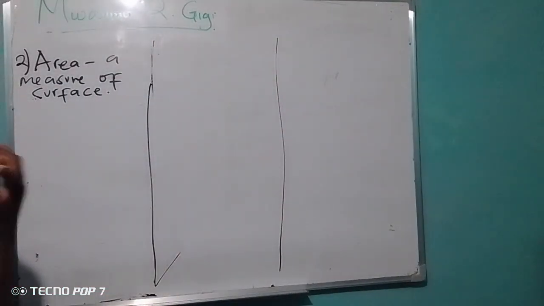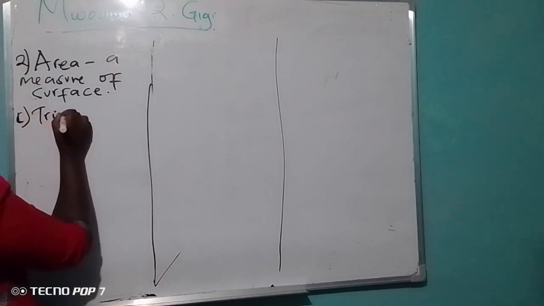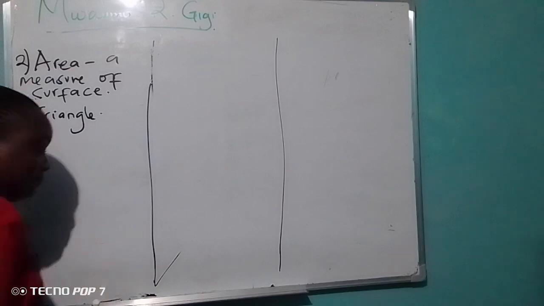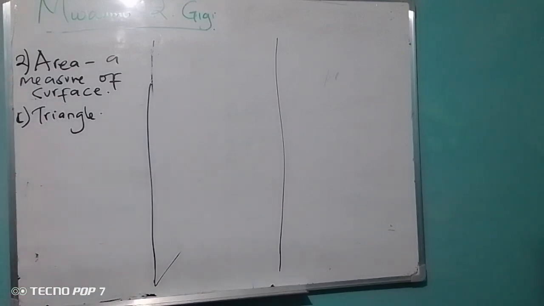So area of a triangle. So we say we have 3 types of triangle. We have isosceles triangle, right angled triangle. Now we have an equilateral triangle. So in these cases we have like 2 methods of finding the area of a triangle.